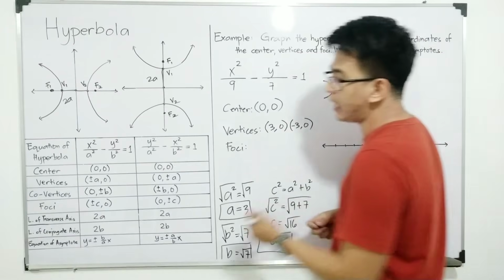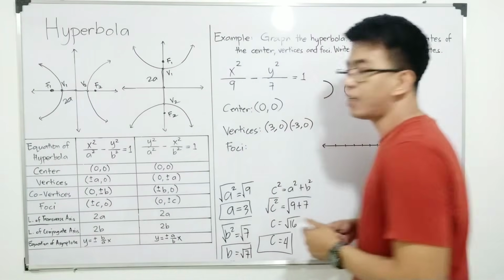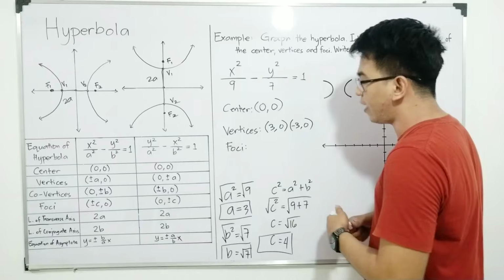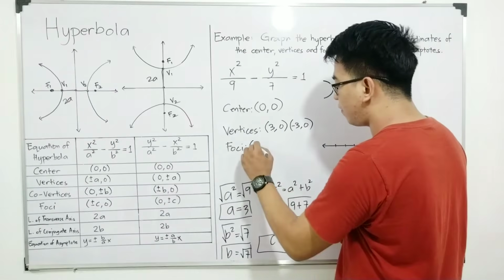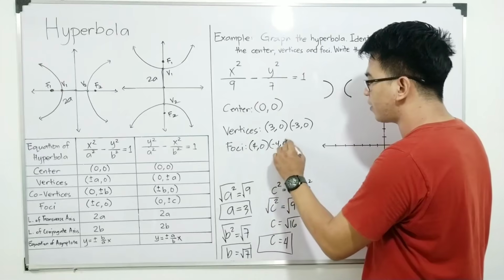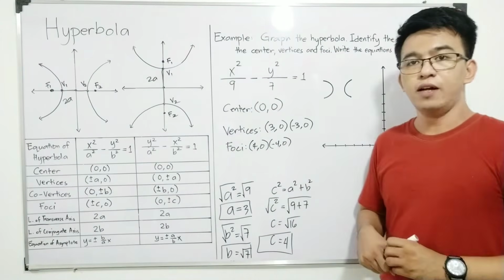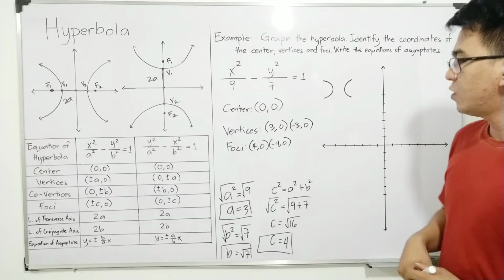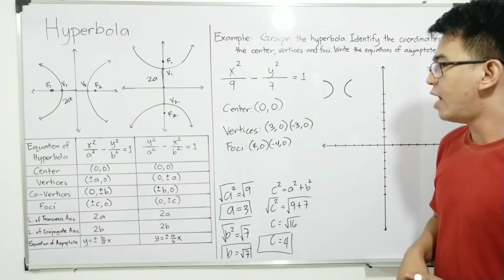Next, as for the foci, that is positive, negative c, comma 0. So yung c natin is 4. So that is 4, comma 0. And the other is negative 4, comma 0. Okay? Okay, guys? Now, sir, paano na po ngayon yan? How can we graph?